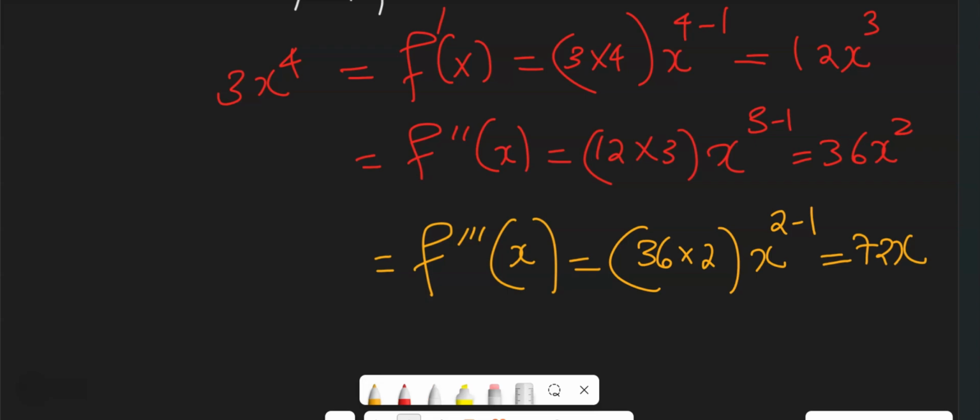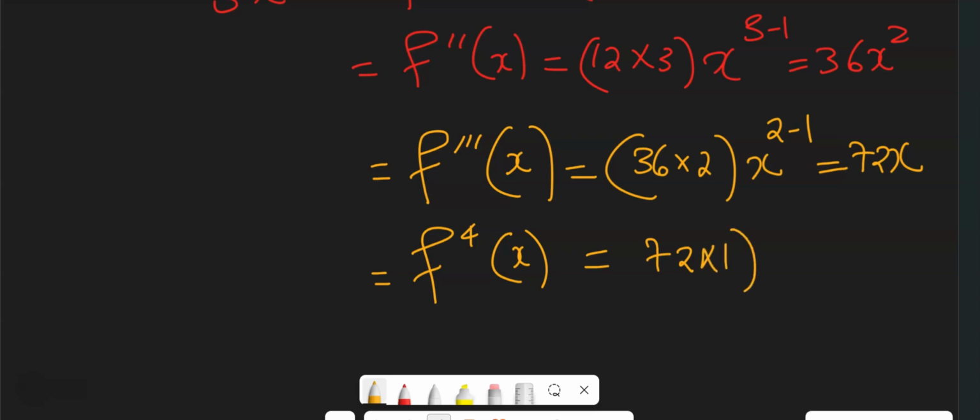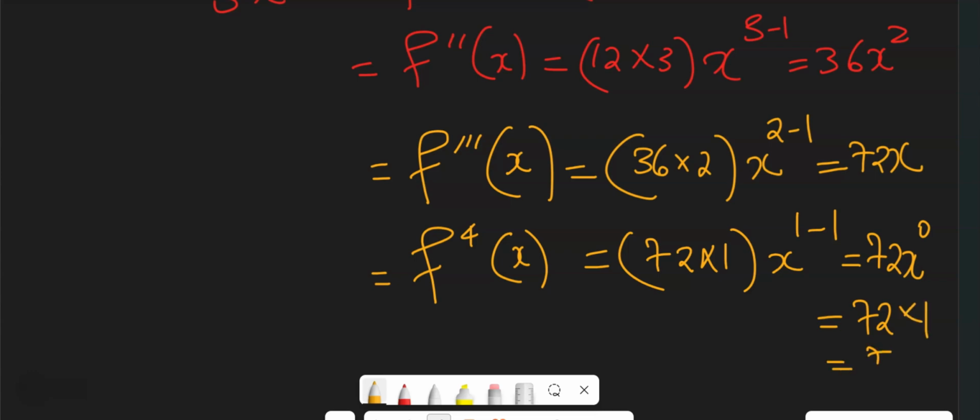The final derivative should be given by the derivative of 72x. Now instead of writing fourth derivative, we write f power 4. f4, the fourth derivative, is given by 72 times 1, then x power 1 minus 1. So this should give you 72 x power 0. But what is x power 0? It's 1, so 72 times 1 gives you 72.